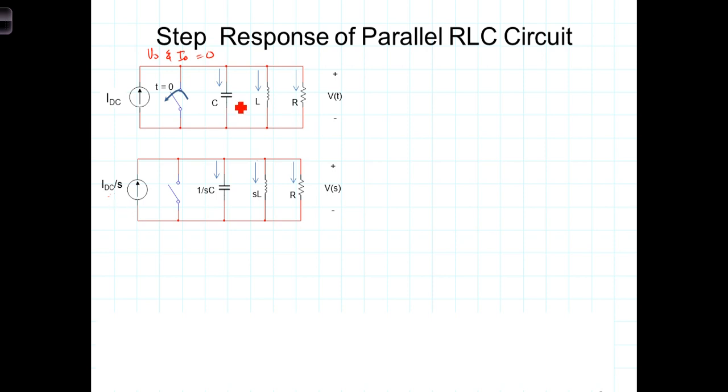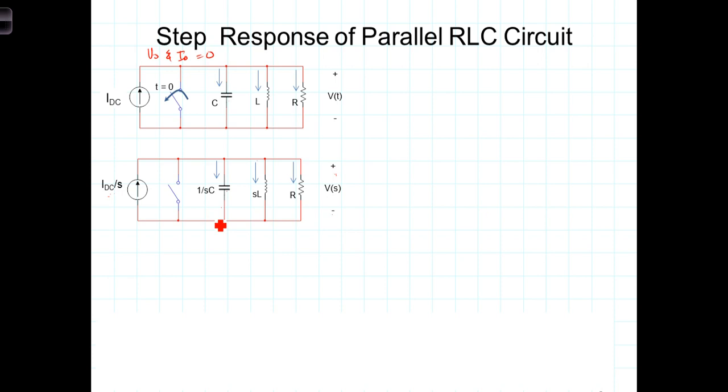Now the capacitor comes in with an impedance of 1 over SC. Once again, there's no initial voltage on the capacitor, so there's no current or voltage source associated with this. Similarly, the inductor comes in as SL. Once again, there's no initial current in it, so there's no voltage or current source here, and the resistor just comes as the resistance. To get started, let's write a KCL in terms of the voltage across this parallel connection that we're representing as V of S.